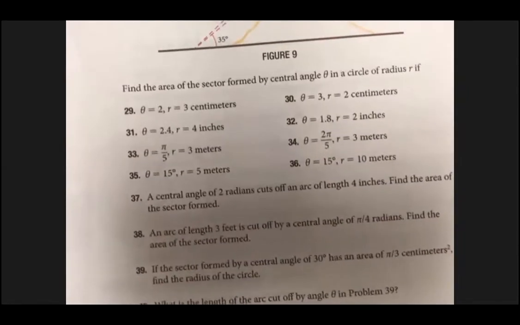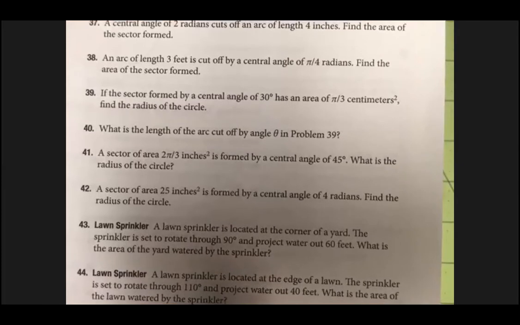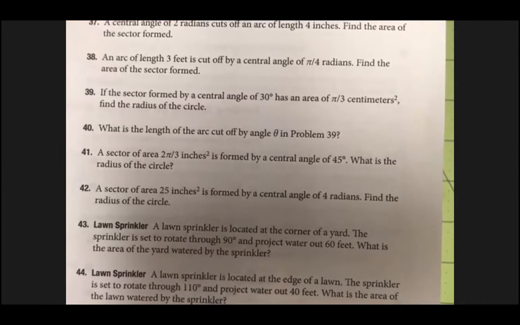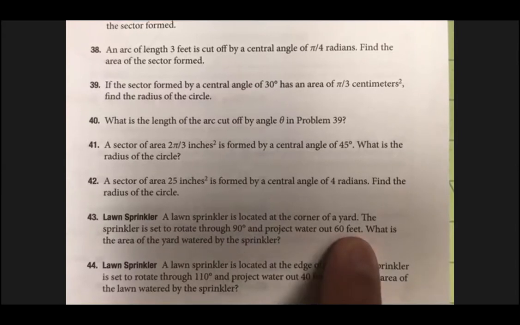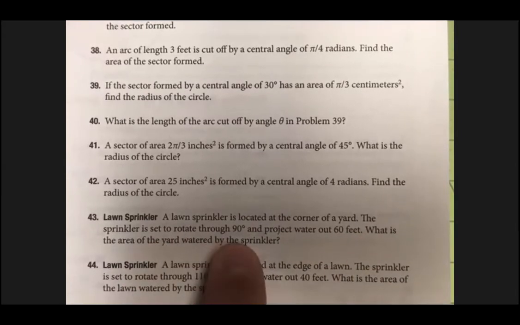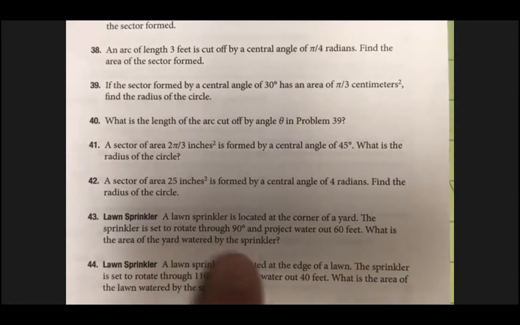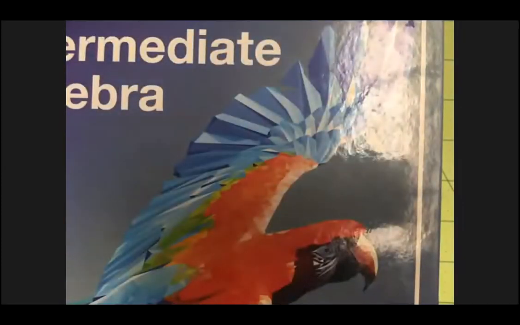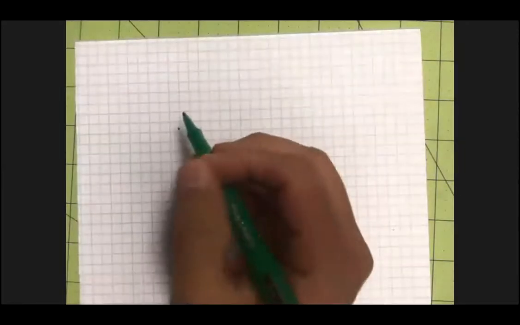Okay, let's try again. A lawn sprinkler is located at the corner of a yard. The sprinkler is going to rotate through 90 degrees and shoot water out 60 feet. What is the area of the yard watered by the sprinkler? I'll reread it to you if we need it, but we can draw a basic picture here.